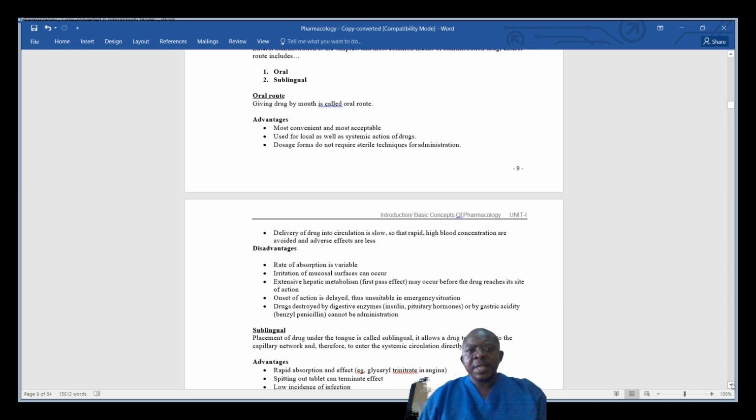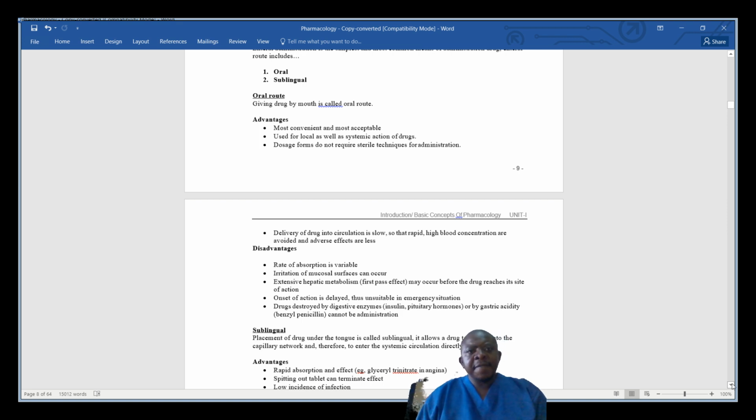The third advantage is that the dosage forms do not require sterile techniques for administration. When you talk of intravenous, you require a lot of sterility to observe, but I will still come to talk about the intravenous and intramuscular drugs. Here there is less sterility; in nursing terms, it is not a sterile procedure when you are giving oral drugs. So the dosage forms do not require sterile technique for administration.